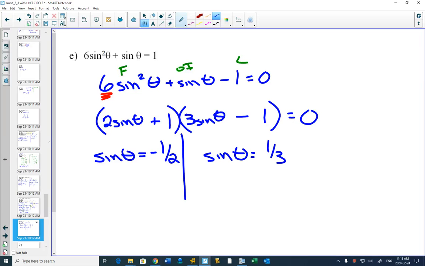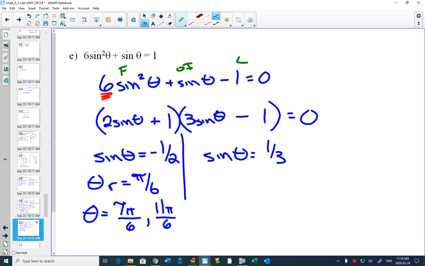And this question is half calculator, half non-calculator. It's half non-calculator because one of those two is on your unit circle. Is it the 1/2 or the 1/3? The 1/2. What family? So you can automatically say your reference angle is pi/6. And then in quadrant 1, no, not quadrant 1 because it's negative. It'd be quadrant 3 and quadrant 4. So in quadrant 3, 7 pi/6. Quadrant 4, 11 pi/6.